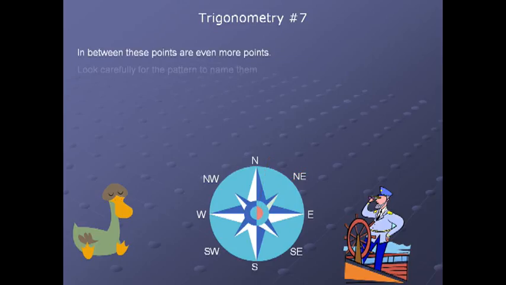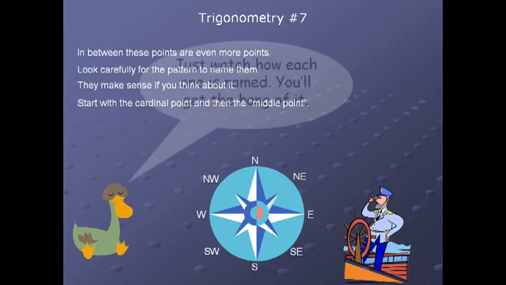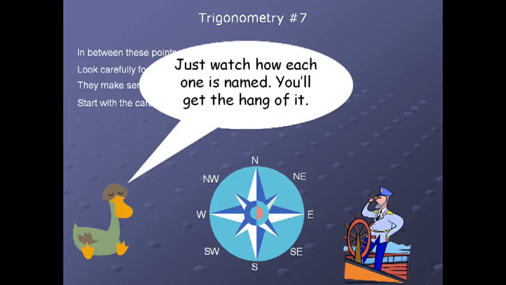In between these points are even more points. Look carefully for the pattern to name them. They make sense if you think about it. Start with the cardinal point and then the middle point. Just watch how each one is named. You'll get the hang of it.